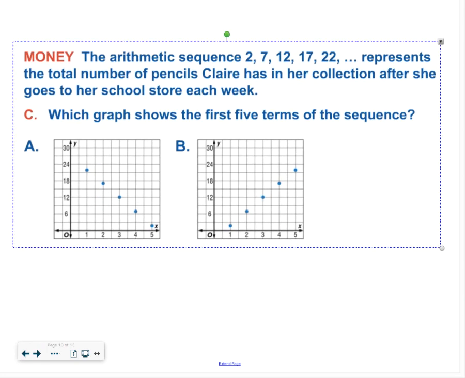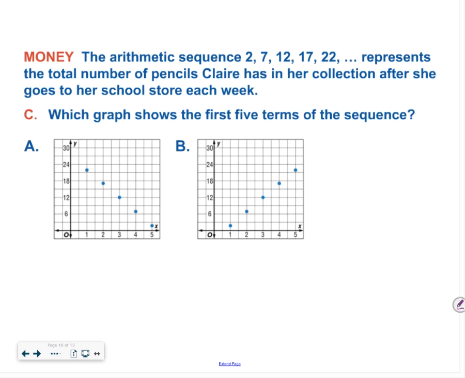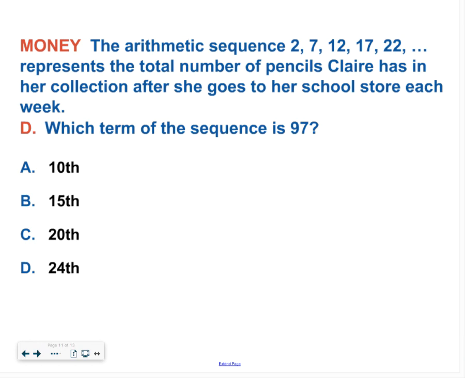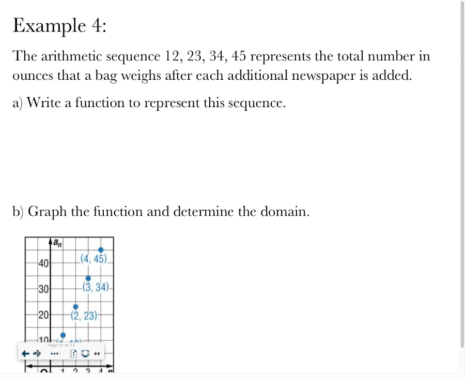Determine which graph shows the first 5 terms. Hopefully you determined that graph B shows the first 5 terms. And then which term of the sequence is 97? The 20th term. Okay, so let's look at our very last example for this section.